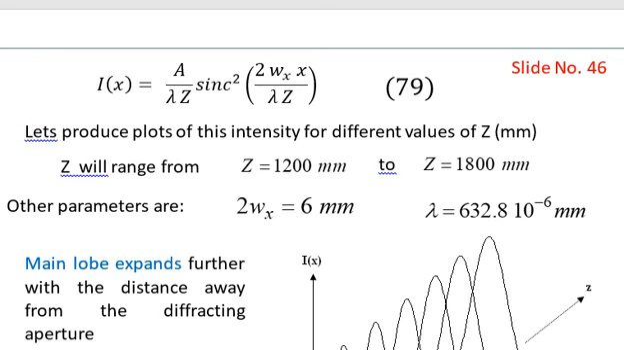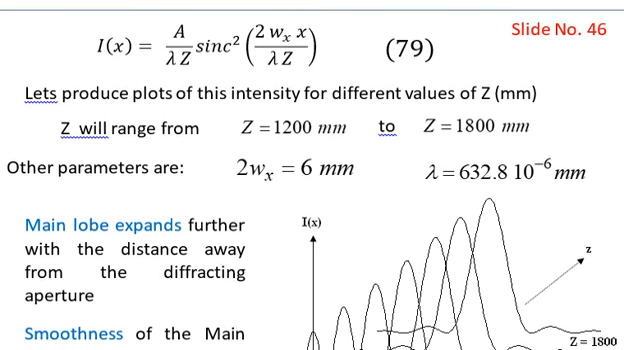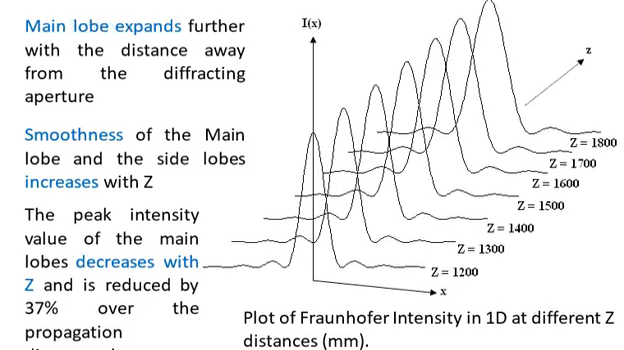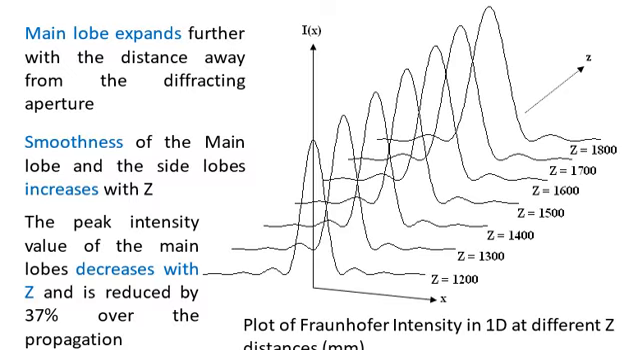Z is in millimeters. So the z value will range from z equal to 1200 millimeter to z equal to 1800 millimeter. Other parameters are 2wx, the width along the x direction, that is along the zeta direction, which is 6 millimeter, and lambda, the wavelength of a helium neon laser operating at red wavelength. Now you see that we have shown all these plots from z equal to 1200 to z equal to 1800. So you can look at these plots.